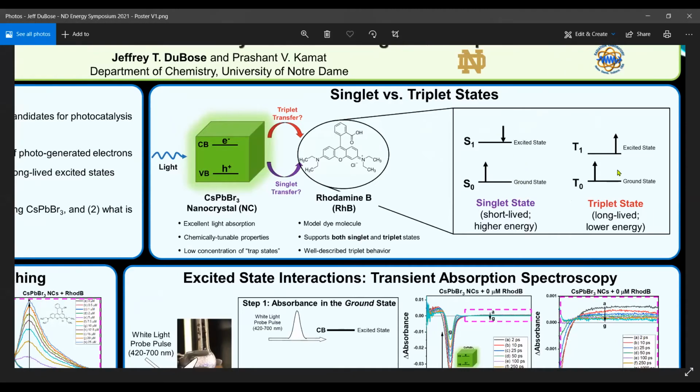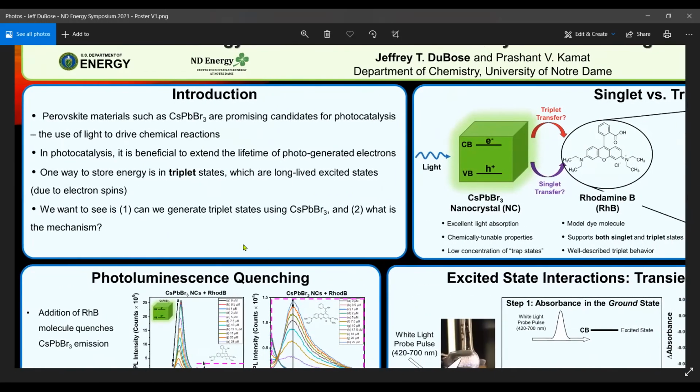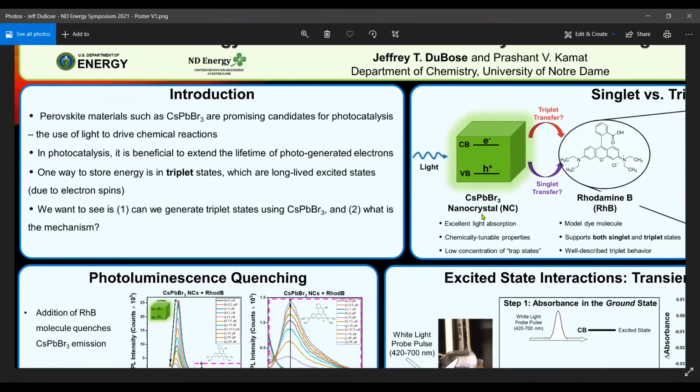These triplet states, though, have two spins up or two spins down, and that means you have a much longer lifetime. So one thing we're trying to do is see, can we actually make these triplet states, because these will be useful for photocatalysis. The main thing we want to do is see, one, can we actually do this, and also what is the mechanism of interaction?